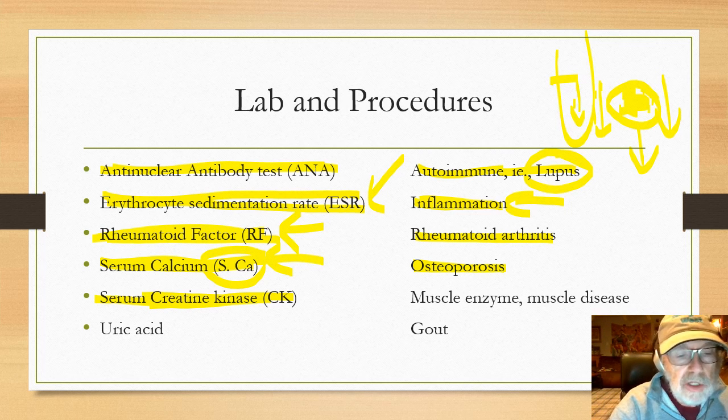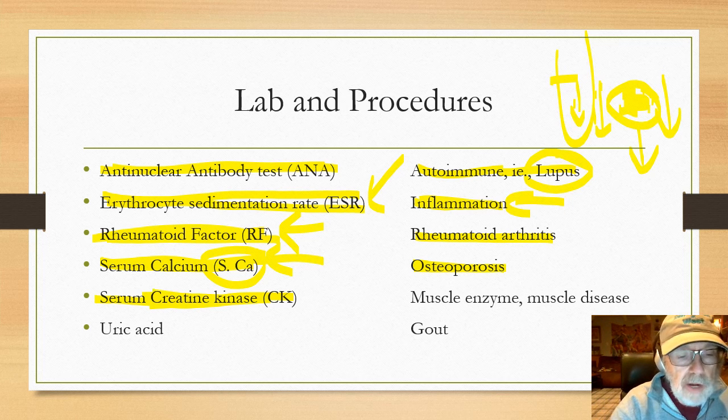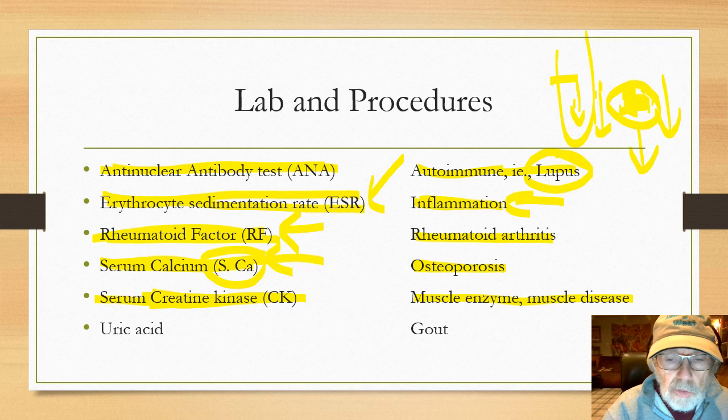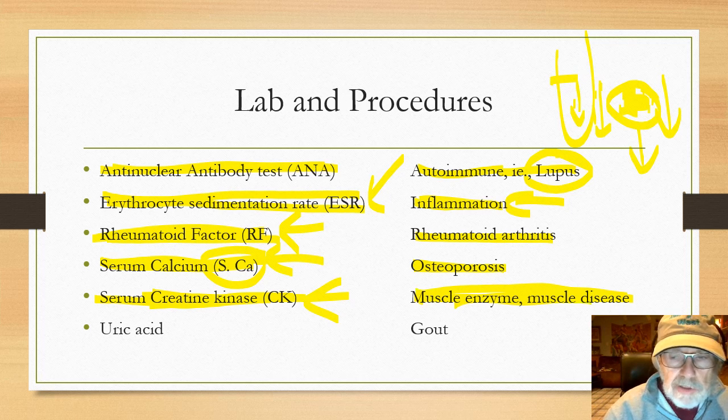Creatine kinase. Creatine is a different thing. Creatinine is another thing that's similar to this. But creatine kinase is basically a muscle enzyme. And what happens is if I have a muscle disease, the muscle fibers get damaged, and they release this enzyme. Because the muscle is damaged, it releases the enzyme.